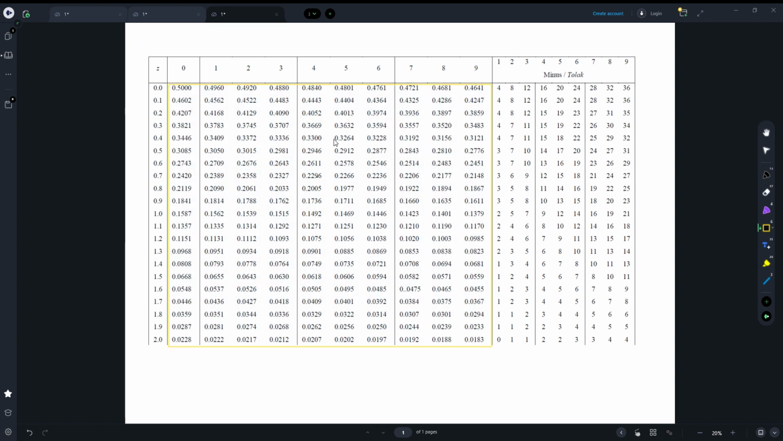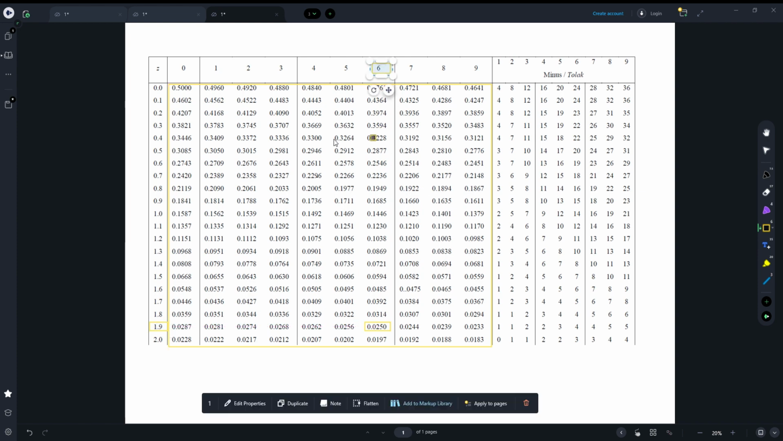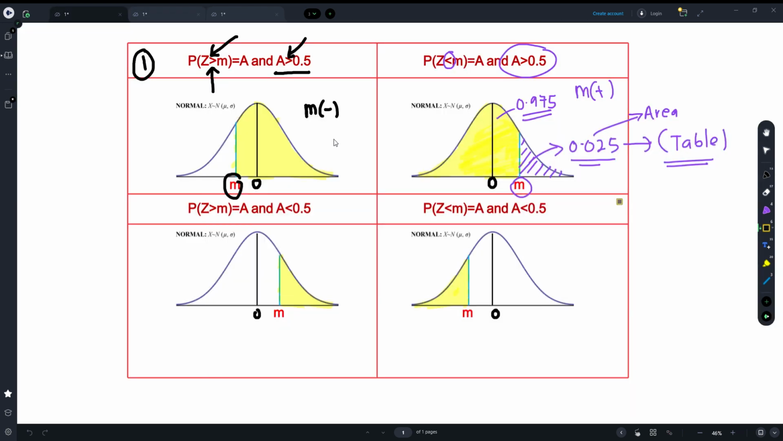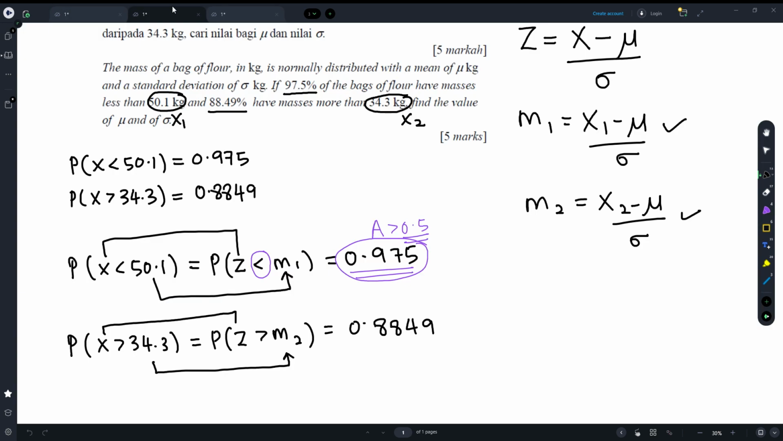So in this highlighted area, we are looking for 0.025. I think the closest value, yes, we have a perfect value here, 0.025, which corresponds to 1.9 and 6 here. So definitely the M value here will be 1.96. It's going to be M equals 1.96. So I can update my calculation: my M1 is 1.96.